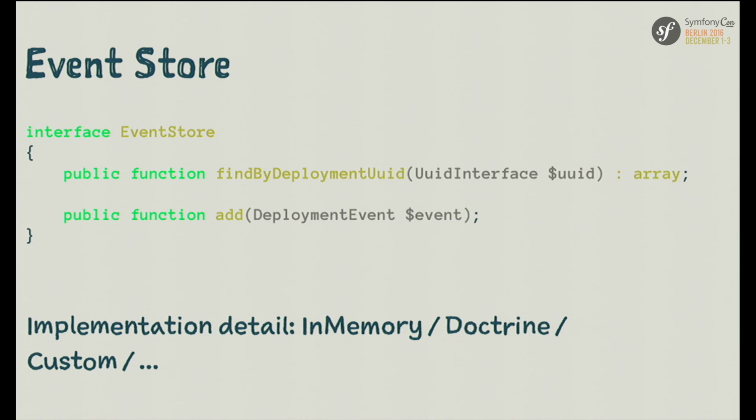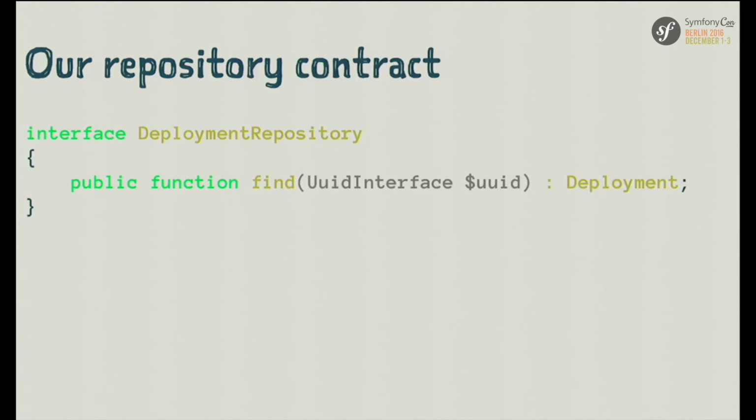As simple as that. Next bit, being our deployment repository. Because we want to use our domain object, we want to be able to get our object. So we need a repository to find our object. So this one is basically as simple as that. We just want to be able to get our deployment object from its UID.